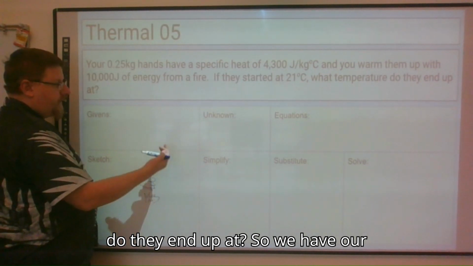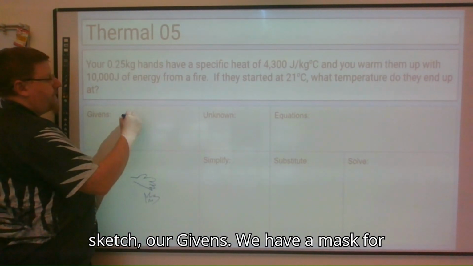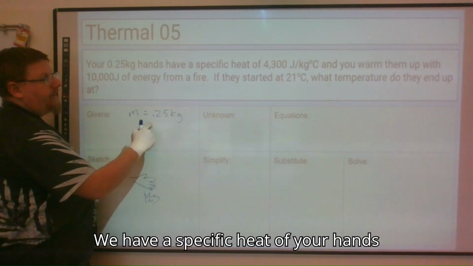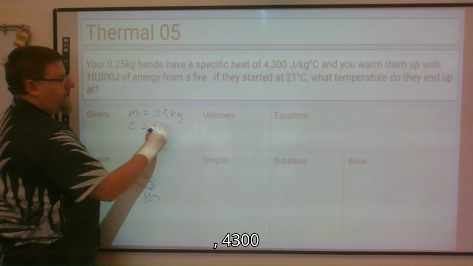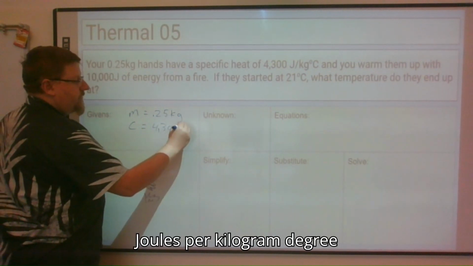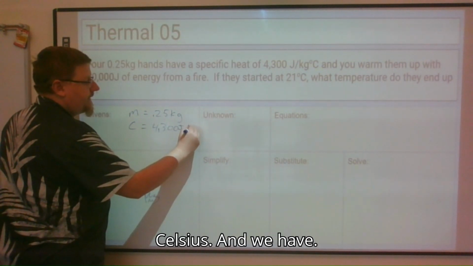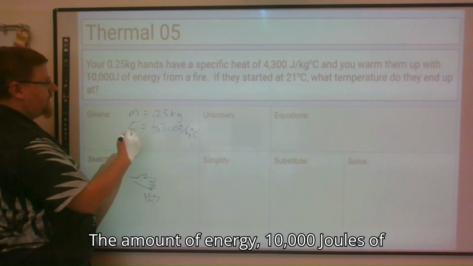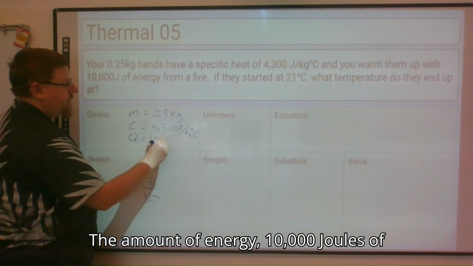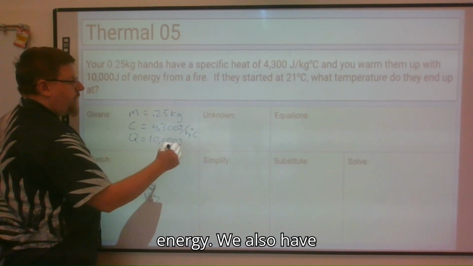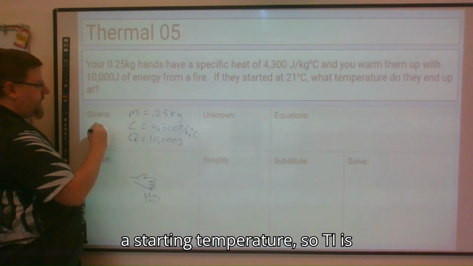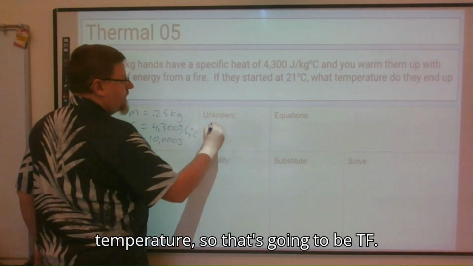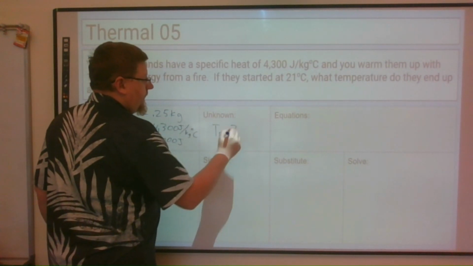So we have our sketch, our givens. We have a mass for your hands, 0.25 kilograms. We have the specific heat of your hands, 4,300 joules per kilogram degree Celsius. And we have the amount of energy, 10,000 joules of energy. We also have a starting temperature, so Ti is 21 degrees Celsius, and we want to know the final temperature, so that's going to be Tf.